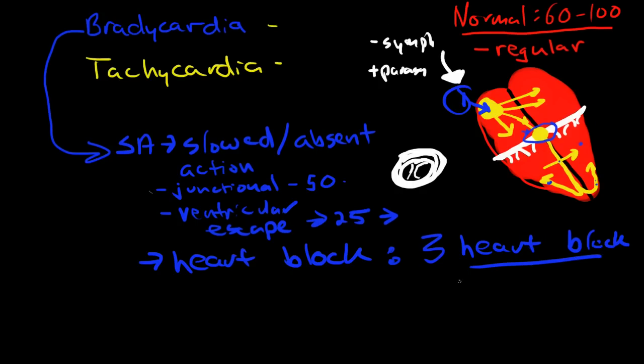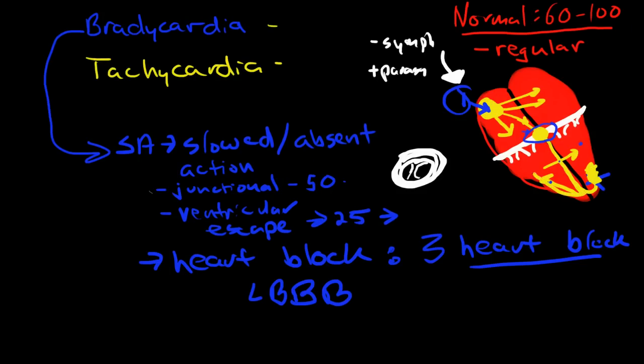Okay, so there's first, second, and third degree heart block, and it all just depends on how dysfunctional the AV node is. Now, we also can have what's called bundle branch blocks. So if we have a blockage in the left bundle branch, this will block the conduction of the heart. However, if we have a complete blockage of the left bundle, we're not going to have any passage of conduction through the bundle branches to the left side of the heart.